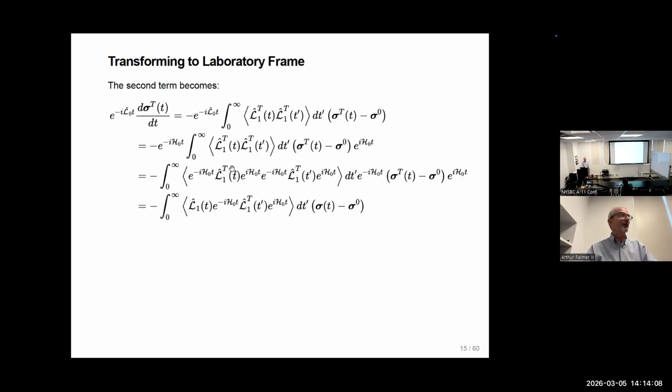Everything else was straightforward because where the time variables are the same, that's just going in and out of the interaction frame, just like in and out of the rotating frame. So I got 2 of the 3 problems done, and I have this one left over. Let me pause here for questions.